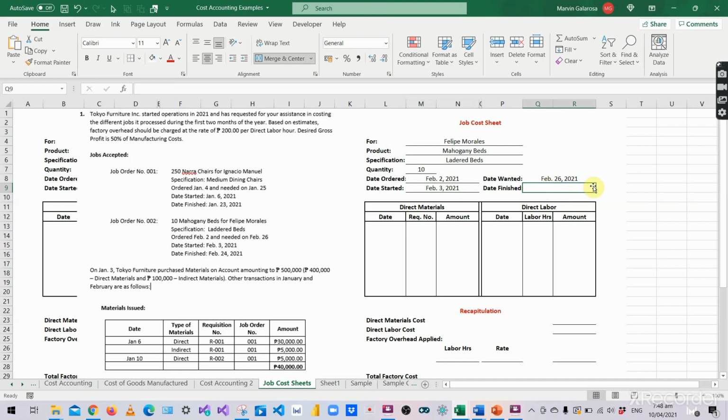And date finish, itong field na to, fill upan mo lang siya once na completed na yung product. Pero since binigay na sa atin in advance ng example, yung date finish, supplyan na natin yung field. February 24, 2021.